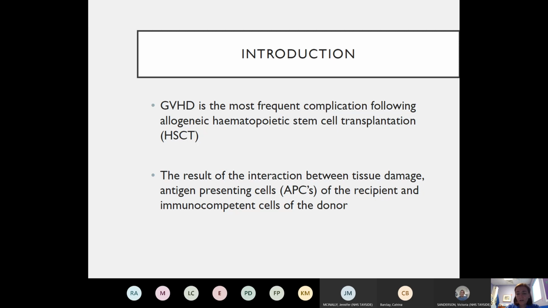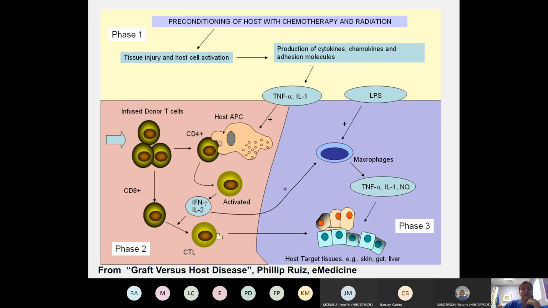So you can imagine that somebody who's about to receive a transplant has often got a pretty fired up gut, and probably other tissues as well that we are not so aware about. And into that mixture, we're putting a healthy donor immune system. So we've got fired up host tissues, we've got donor antigen presenting cells, and we've got immune competent cells from the donor. This is, I think, quite a nice diagram that summarises that.